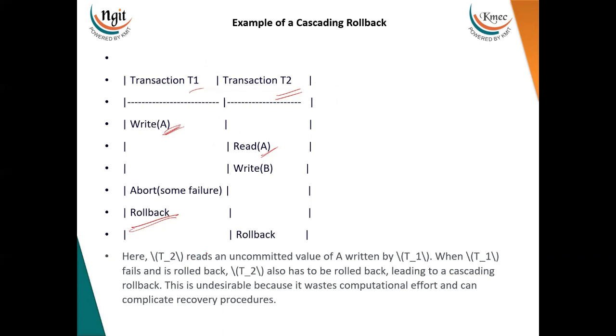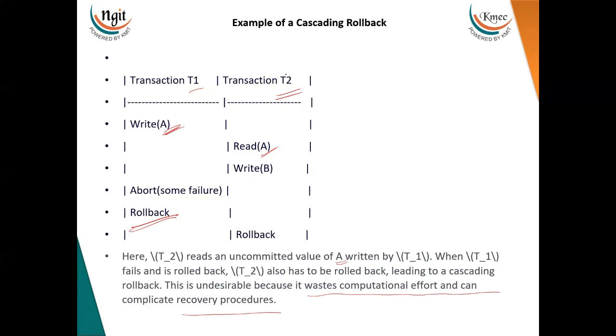Here you can see T2 reads an uncommitted value of A. Yes, it has read a value of A, but the value of A is not committed by T1. When T1 fails, it is rolled back, and T2 also has to be rolled back, leading to a cascading rollback. This is undesirable because it wastes computational effort and can complicate the recovery procedures.